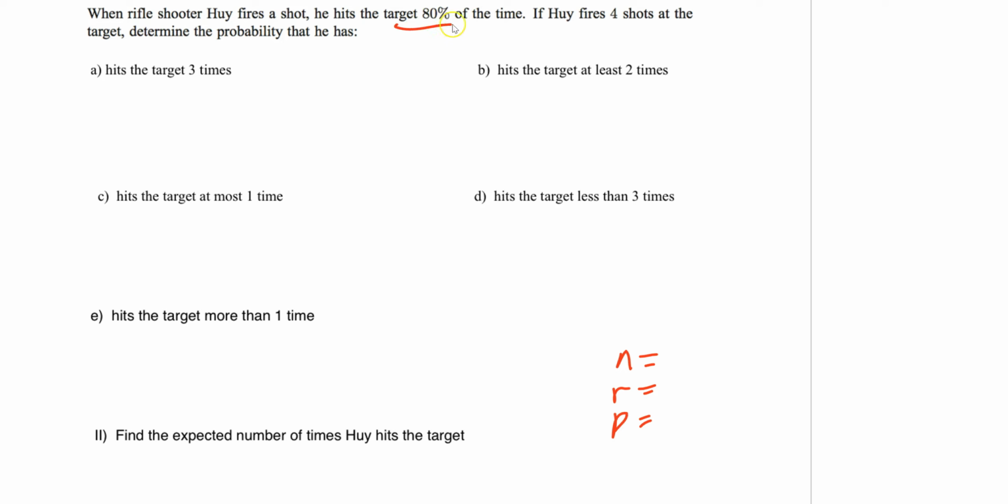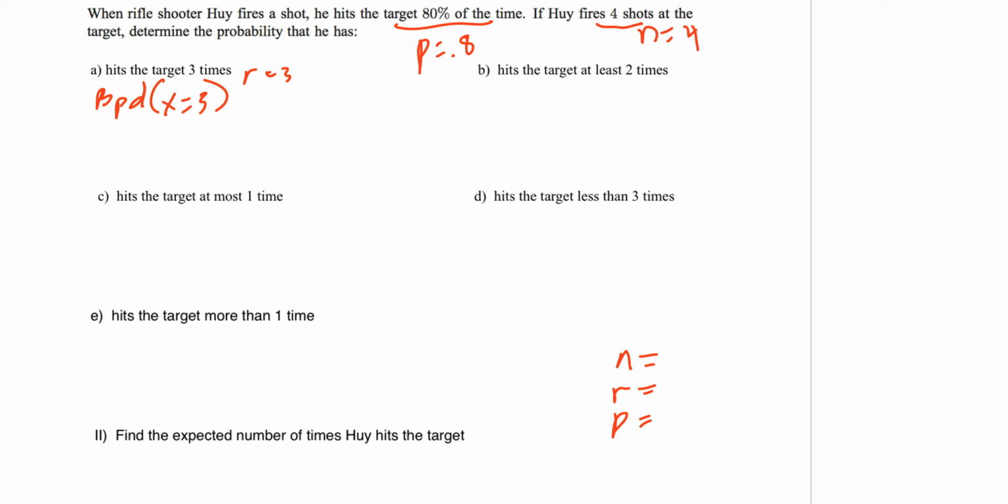So he hits the target 80% of the time. That's your probability. He takes 4 shots total. So that's your n. Only taking 4 shots. And the problem we're doing here, hits the target 3 times. That's our r. r is 3. Now notice how this one says hits the target 3 times. All we want is the target. He hits it 3 times, or exactly 3 times. That's binomial PDF. So binomial PDF, we have all our stuff. X equals 3, that's all we're looking for.